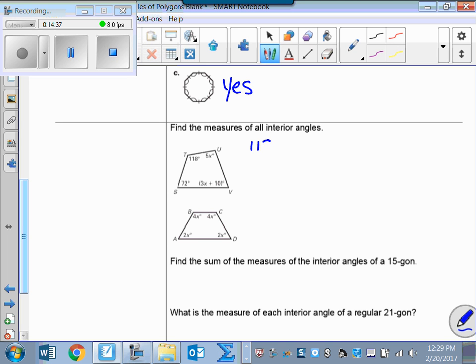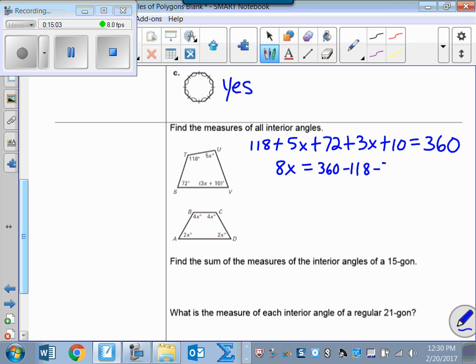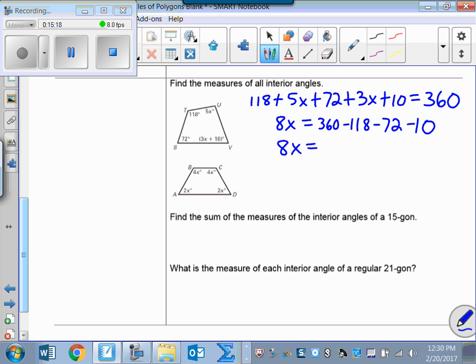So what we're going to do is we're going to say 118 plus 5x plus 72 plus 3x plus 10 equals 360. And let's see, we'll get 8x equals, and then I'm just going to subtract all the other numbers from the other side. So we got 360 minus 118 minus 72 minus 10. And I'll come back and put the solution for this up. I'll leave it for you to solve here. 8x equals, we'll come back to that later. If I forget to come back, you can remind me in class.